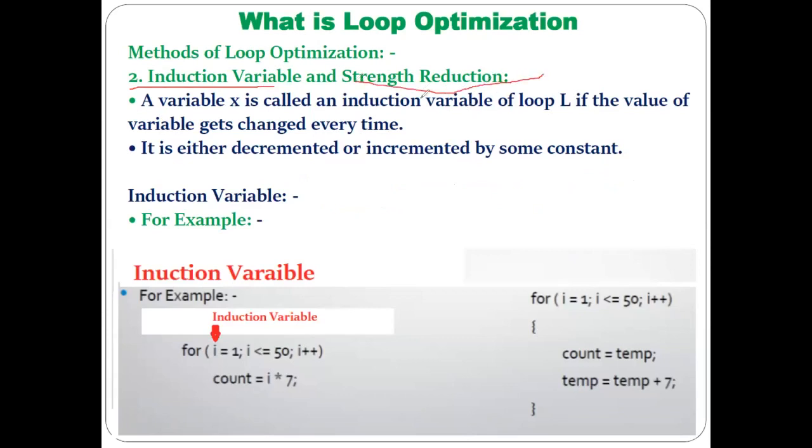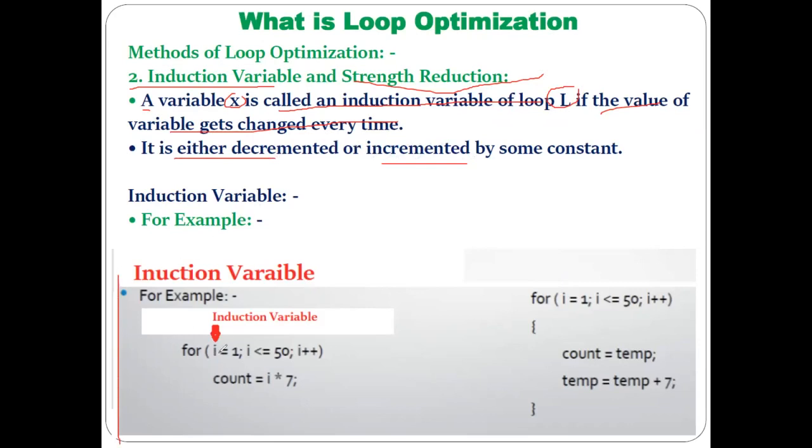First, you need to understand what an induction variable is, and then we will understand what strength reduction is. Here I read the definition and then I will explain it with an example. A variable x is called an induction variable of loop L if the value of the variable gets changed every time. The value may change in a decremented way or in an incremented way. Understood? So let's see the example.